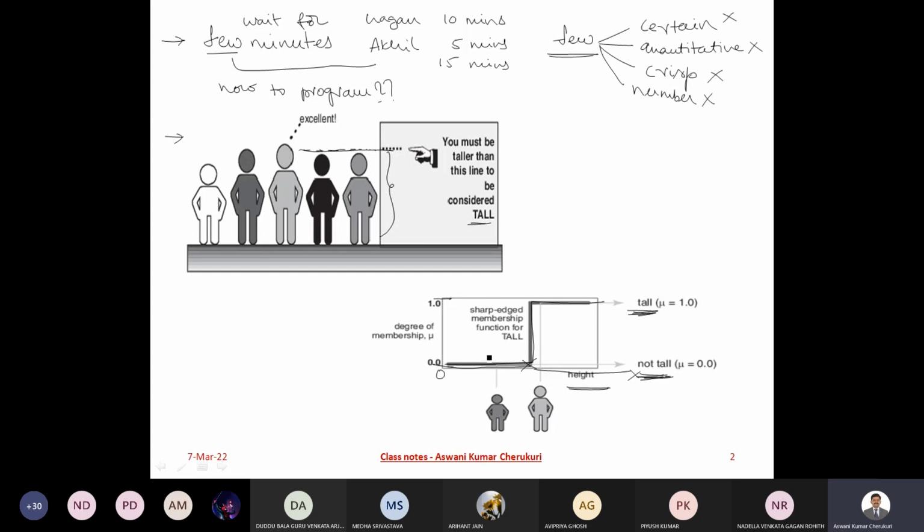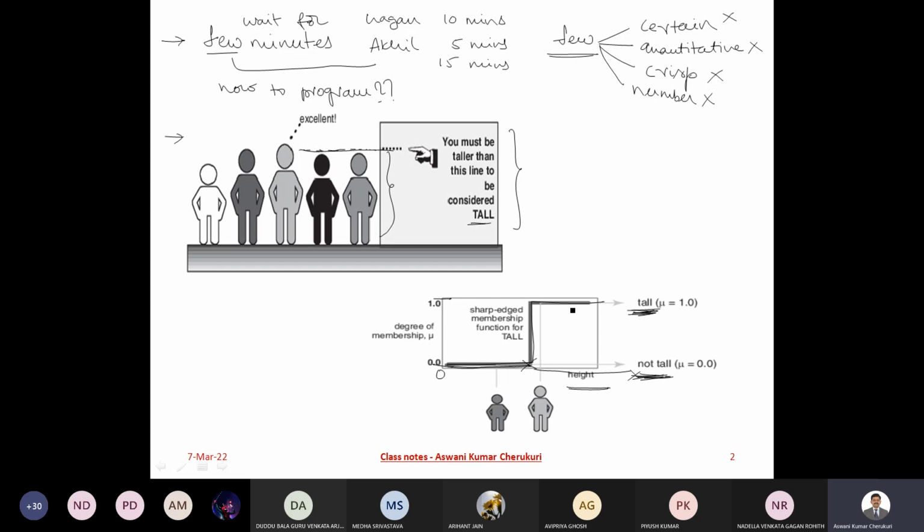Yes, sir. Okay, so when I consider this particular rule that says you must be taller than this line to be considered as tall, the same thing is shown in a kind of graph where you keep the x-axis having various height values of individuals. When the height of a person is below that particular number, that person is not tall. If the person's height is above that particular number, you consider that person as tall.